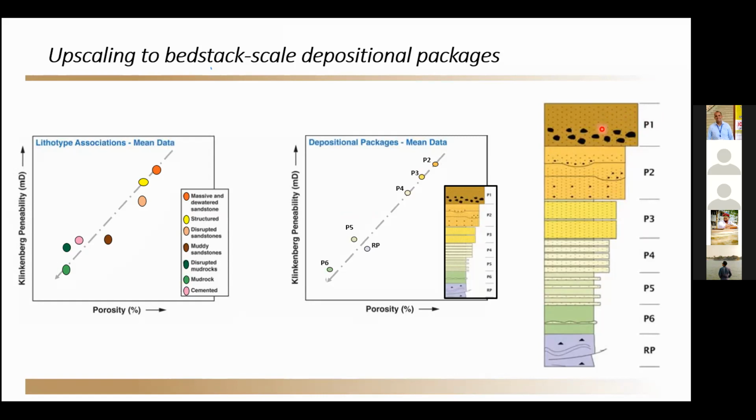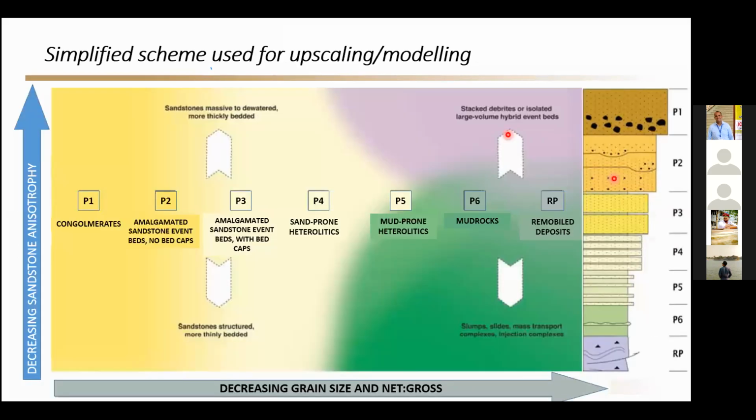From this depositional package, I can track P1, for example, as a flow unit, a flow zone, an optimized hydraulic unit, different from P2 and P3. I have to keep away P5, P6. This is the upscaling from lithotypes into depositional packages. I will use these depositional packages to cover the uncored interval and uncored wells.